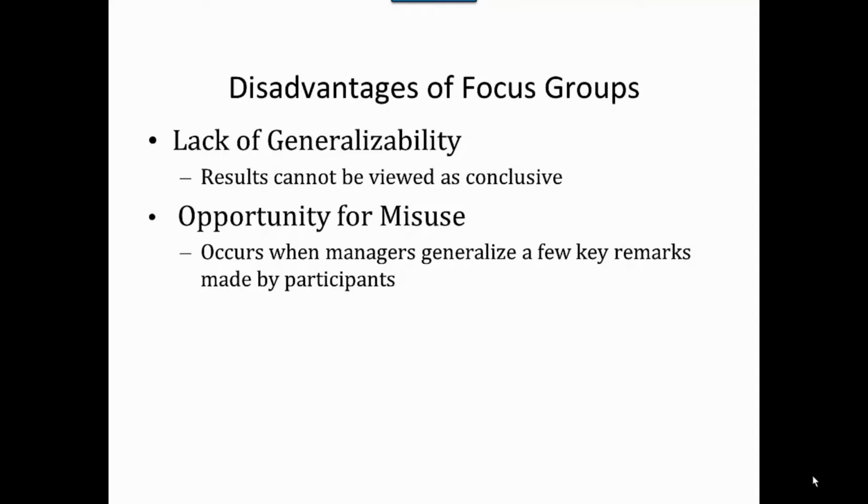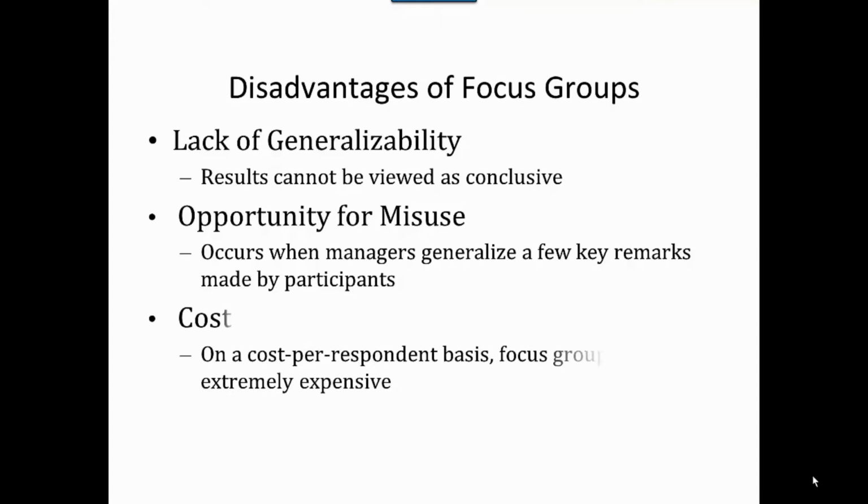Finally, while focus groups are considered to be relatively inexpensive compared to other forms of data collection, they are not cheap if you look at the cost per respondent. A focus group of 10 people can typically cost $3,000 to $5,000 to run, including incentives to the participants and fees to the moderator and the cost of the facility. That means you're spending $300 to $500 per person, which is not a small sum by any means.